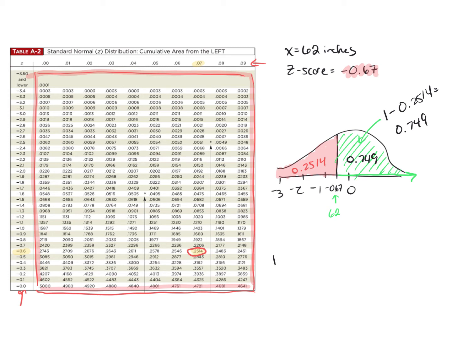So to answer that question, what is the probability that a randomly selected female is going to be taller than 62 inches? That probability is 0.749, or you can think of that as 74.9%. So there's a 74.9% chance that a randomly selected female is going to be taller than 62 inches.